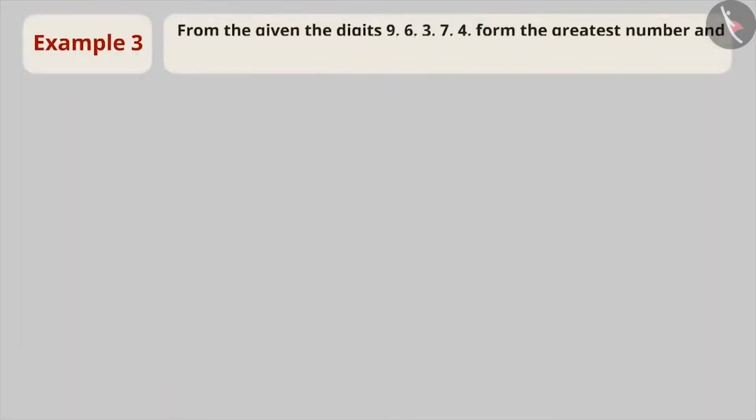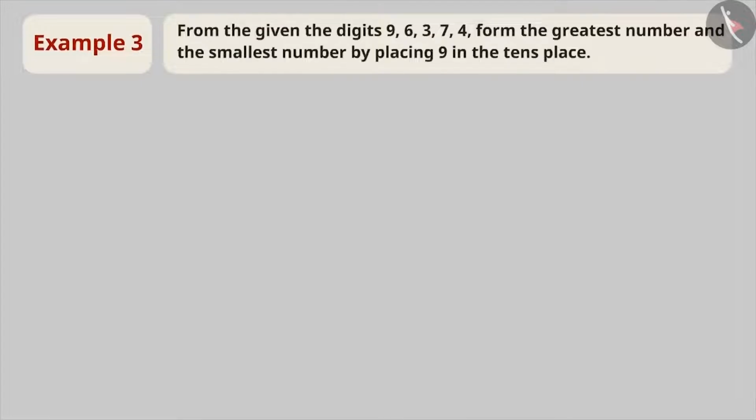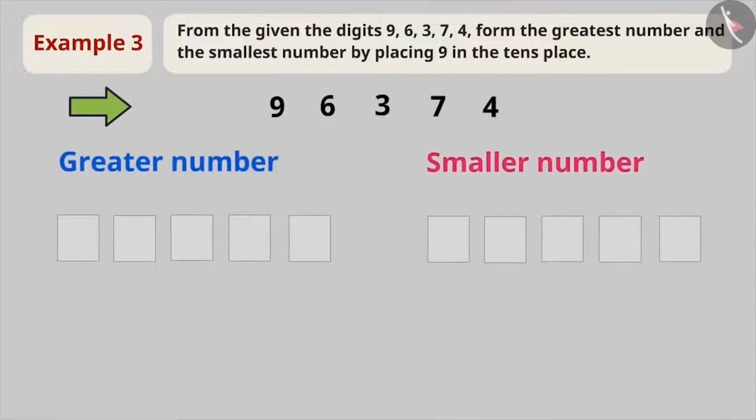Next example. With the digits 9, 6, 3, 7, 4, form the largest or the greatest number and the smallest number by placing 9 in the tens place. Let's make the largest and smallest number with the given condition. According to the question, let's first write 9 in the tens place.